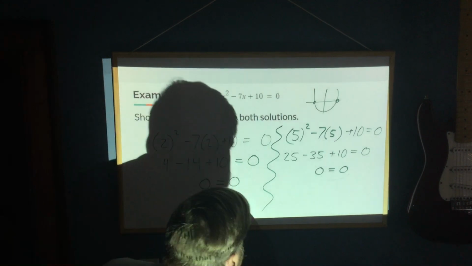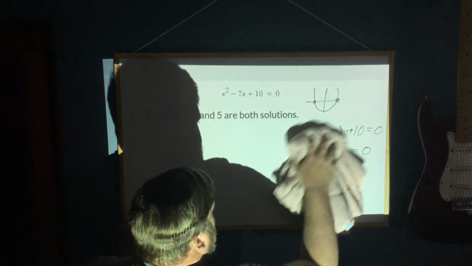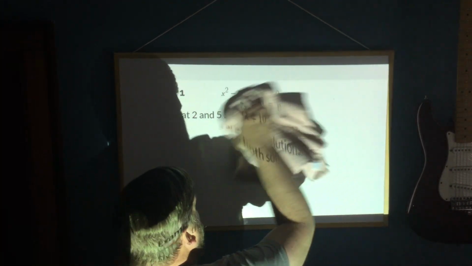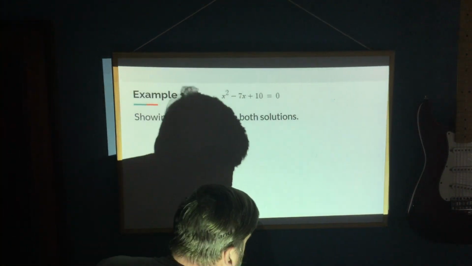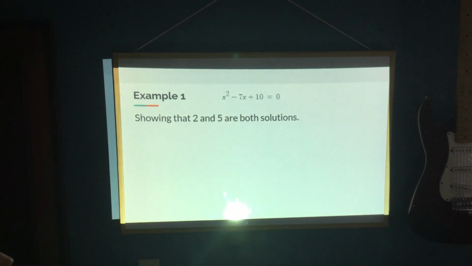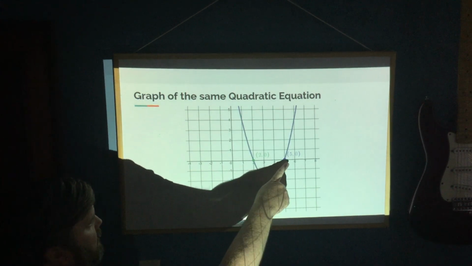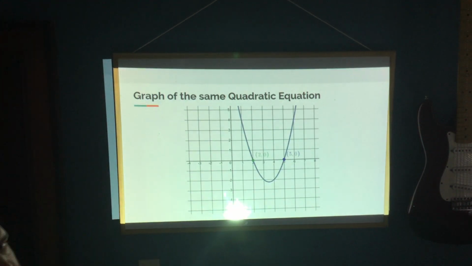It's also the x-intercepts. So if we were to look at a graph of this quadratic function, it would have x-intercepts at 2 and 5. And if you don't believe me, there's the graph. There's the x-intercept at 2, and there's the x-intercept at 5.